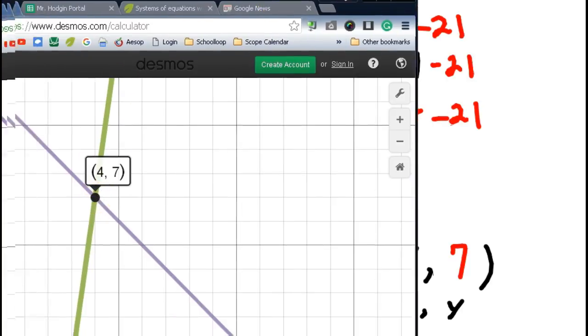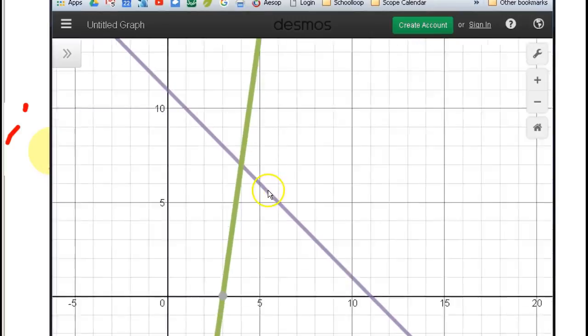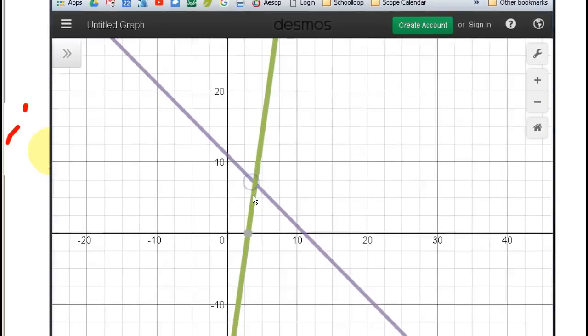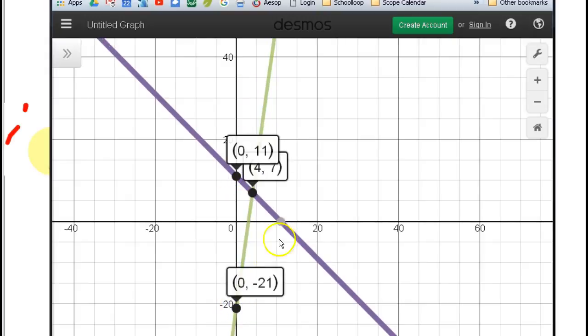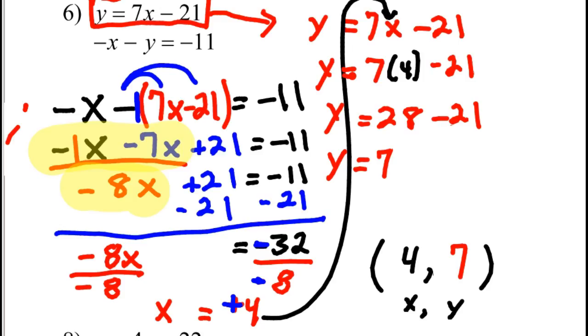But you'll notice that if you did try to graph these, look at the y-intercepts. They're way down here at negative 21 and up here at negative 11. So as soon as you get some big numbers, it's going to get harder and harder to graph them and see where they intersect. And that's why we have this other method, because graphing sometimes is too difficult. But it is the exact same answer.